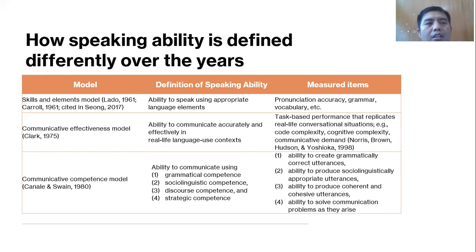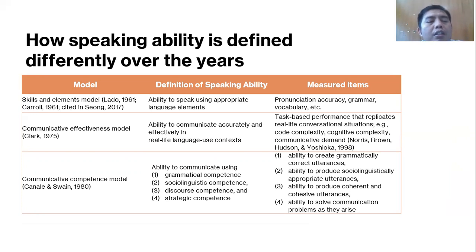According to this model, speaking ability refers to the ability to communicate accurately and effectively in real-life language use contexts. So the tests are probably test-based performance that replicates real-life conversational situations. In this test, for example, you are measuring code complexity, cognitive complexity, and communicative demand, as exemplified in the chapter in question by the authors, Brown and Hudson.